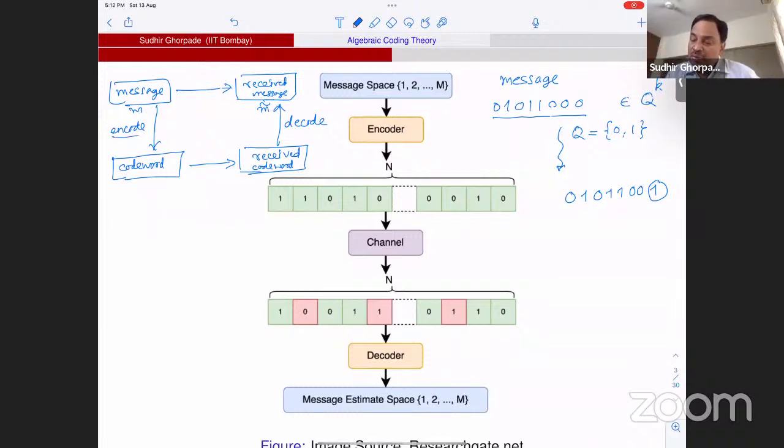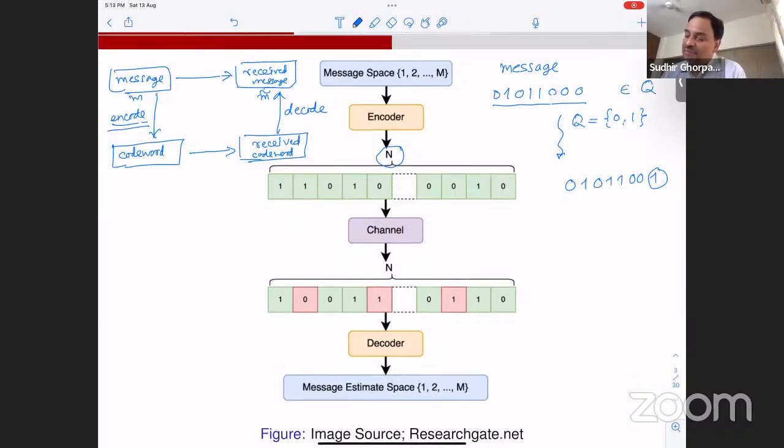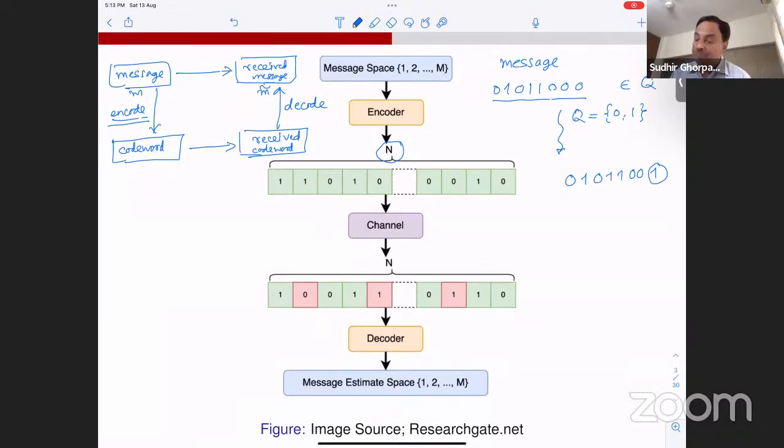Okay, so we are going to be really concerned with this process of taking a message and encoding it into a code word. That's what is shown here. This is a message space. Here is the encoder which changes it to n bits. This is a picture I have taken from the internet, one of the ResearchGate papers. And you send it across, and then you decode and hopefully get back the original message. It's a very simple idea in some sense, but it leads to a profound number of applications.